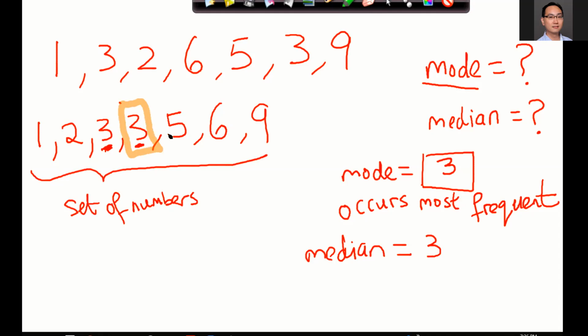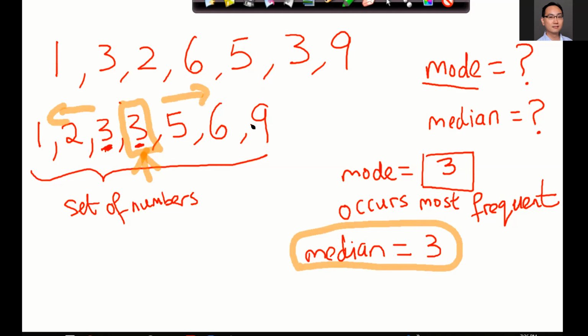What happens if your set of numbers is an even number? Then how? This one you pull out as the median because the median means the center number out of this set. This is the center because you got 3 numbers here and 3 numbers here, so it's fair and balanced. And this is the so-called center number. You all understand? Is it clear? Yes, clear. This is the center number. That's why it's called the median.